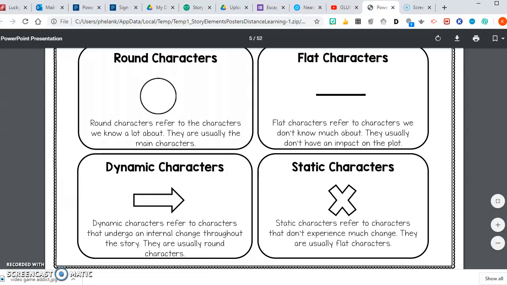So in this case, flat characters refer to characters that we don't know a lot about. They don't talk a lot, they don't say a lot, we don't know a lot about their motivations, we don't know a lot about their backstories, and they're really definitely not impacting our plot. They're not changing the way the story is evolving or developing in any way. And they're sort of always in the background. So static or flat characters don't experience much change in the story. They tend to be the same person at the beginning of the story as they are at the end.